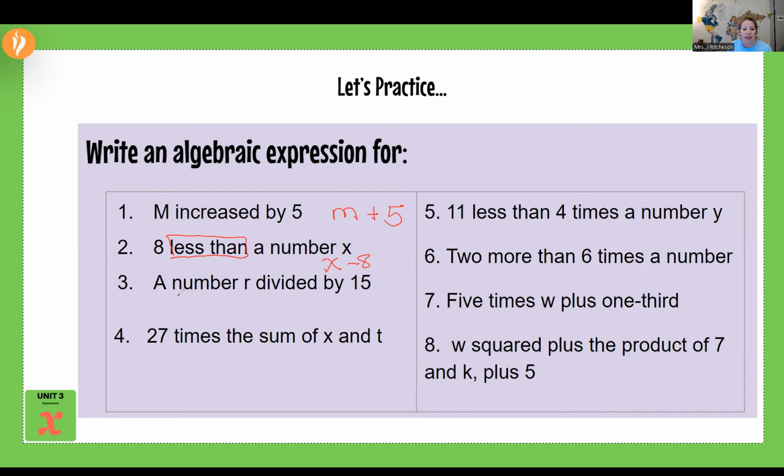All right, number 3, a number r divided by 15. So r divided by 15. If you started with 15, you are not correct. So be careful. Both of these are absolutely correct.